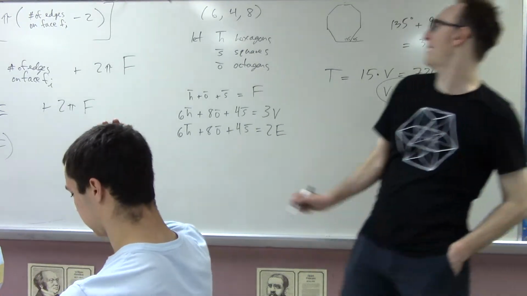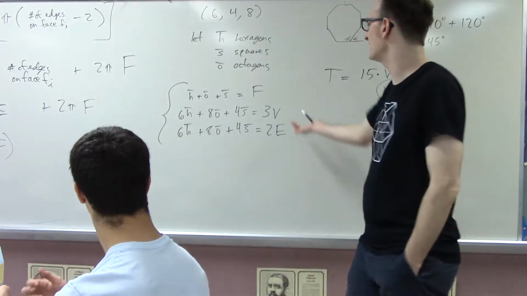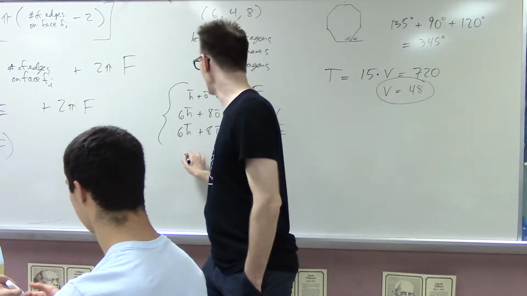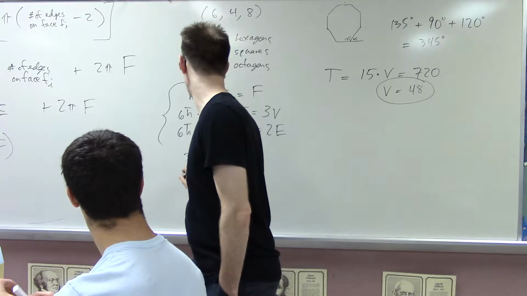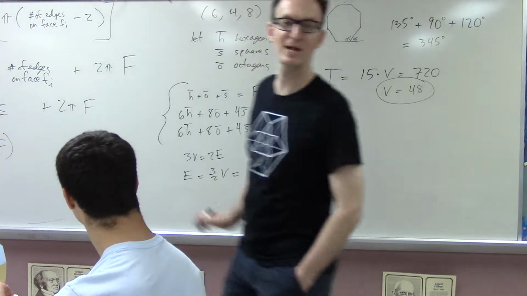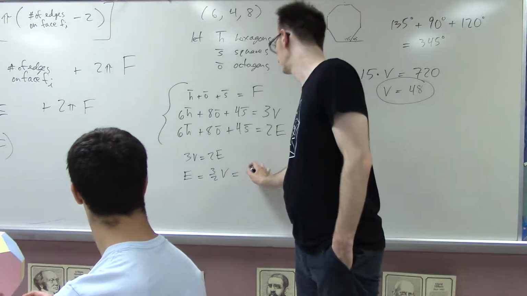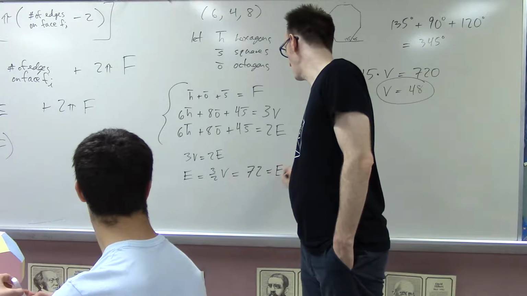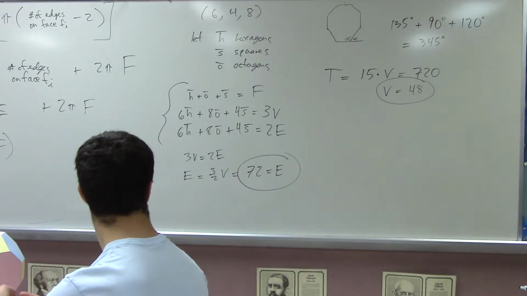Okay, so having established these counting arguments, I immediately get from this that 3b is 2e, and so the number of edges is 3/2 times the number of vertices. So how many edges? And if there are 72 edges and 48 vertices, how many faces?